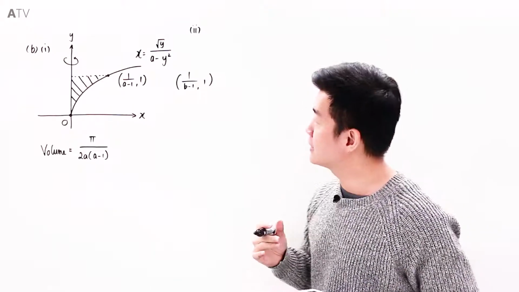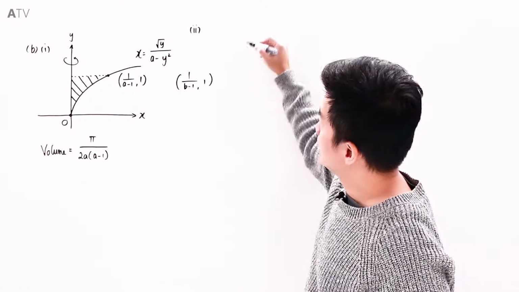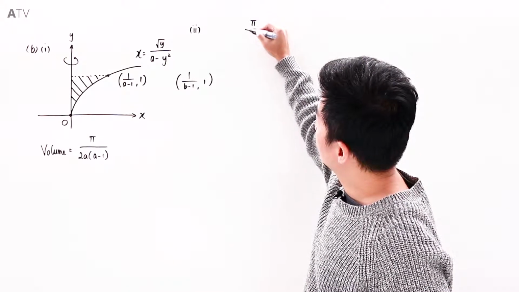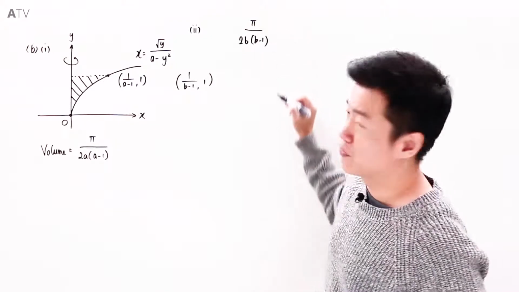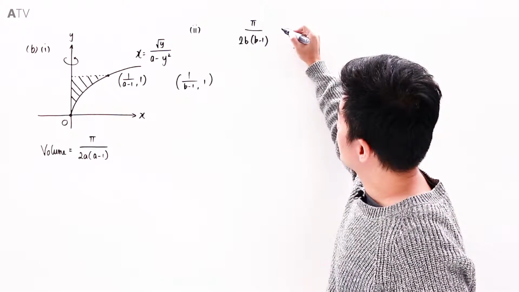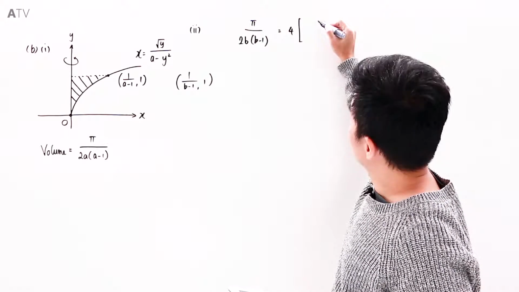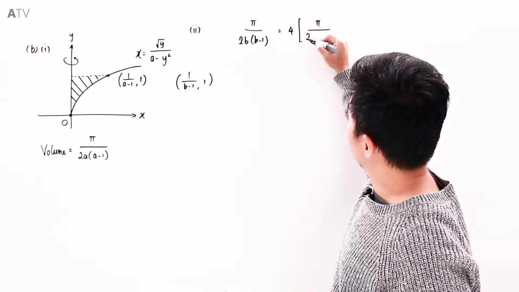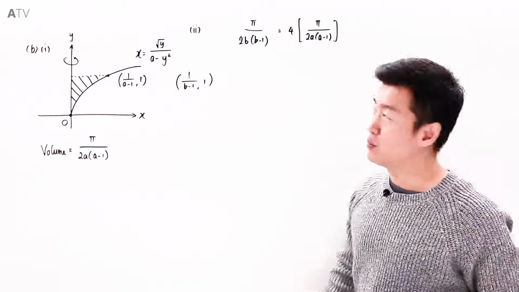And since the form of the x coordinate is exactly the same and the y coordinates are also exactly the same, I can deduce that the volume that is going to be generated now is going to be of the form pi over 2b of b minus 1. And according to the question, this new volume is 4 times the previous volume, so it is going to be 4 times pi over 2a of a minus 1. Let's try to solve for b.